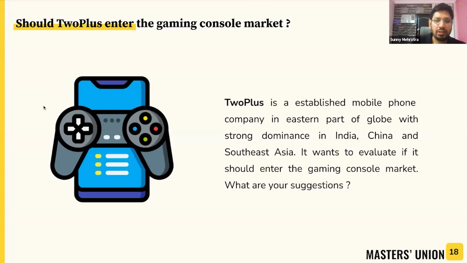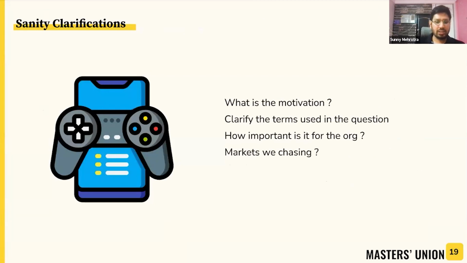So maybe the interviewer is asking Neerja whether we should do this or not, and then how should Neerja probably attempt this problem? Neerja should first start with some sanity clarification, some clarifying questions in terms of what is the motivation for 2 Plus to do this. Try to understand what exactly is the question. Maybe repeat the question again so that you get a nod from the interviewer in one way or the other, whether the understanding of the question is right or not.